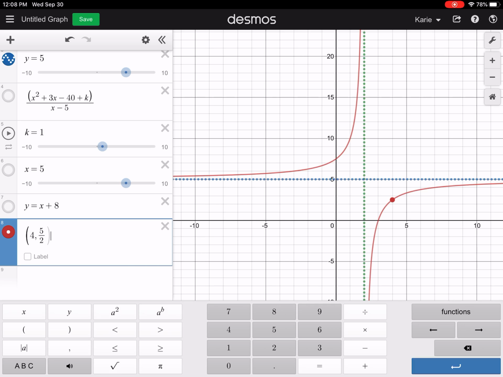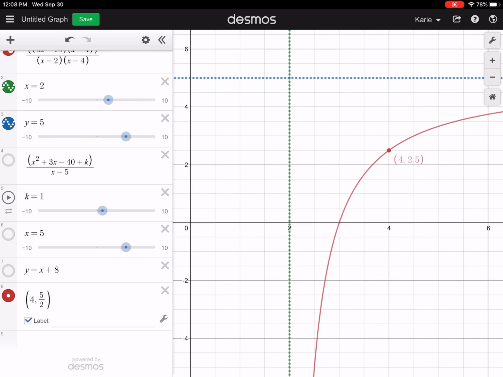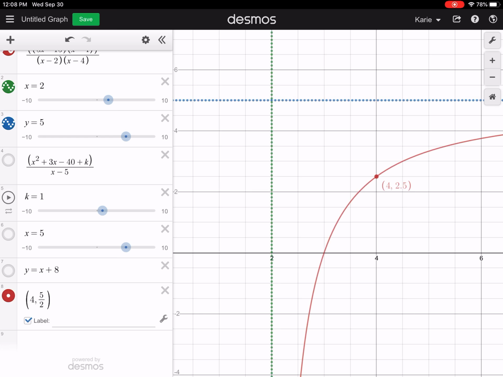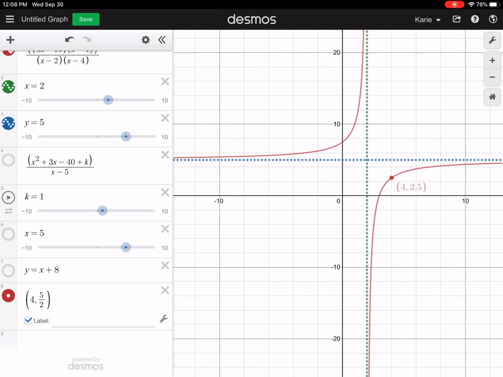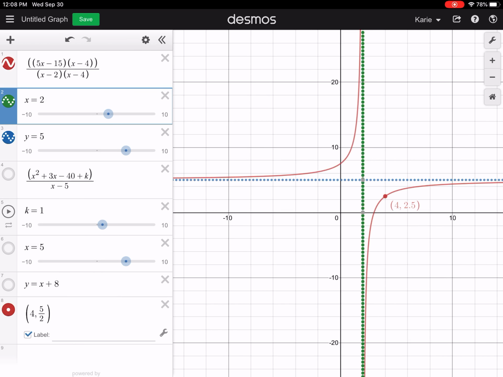Did you notice what I was doing there? This function here isn't defined at that point, and we should graph it. I'm not sure how to get Desmos to show me holes. Maybe make a table, and then you could see that at 4 it's missing that value. I'll have to think about that one, or somebody Google it and let me know what you come up with.